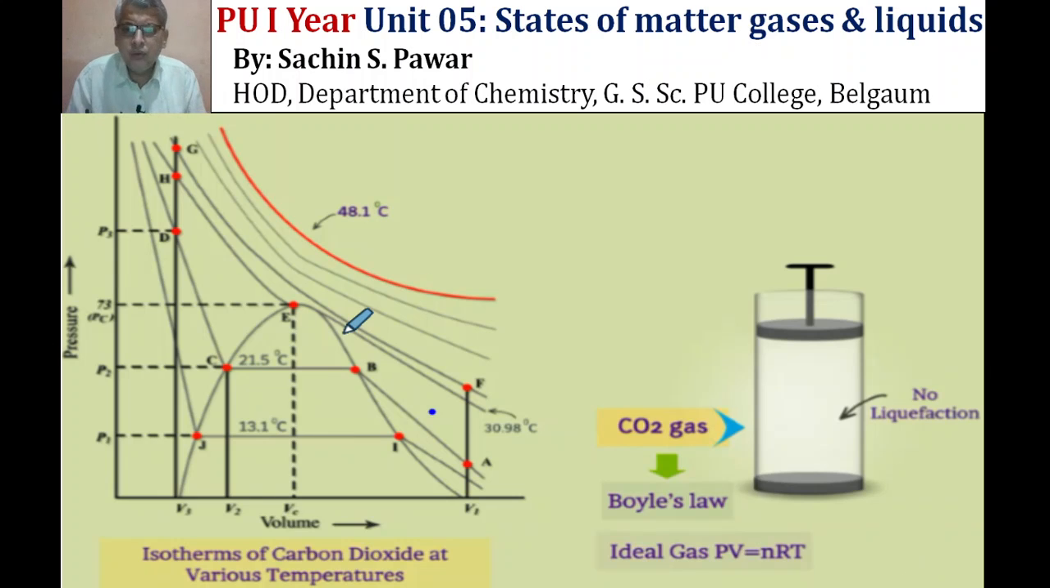In the beginning it may look difficult for you to understand, but with proper understanding you will be able to do it. See, we have different curves here at different temperatures: 48.1, 30.98, 13.1, 21.5 and so on. We have different temperatures at which these experiments are performed. Now what is done here? Basically a very simple thing.